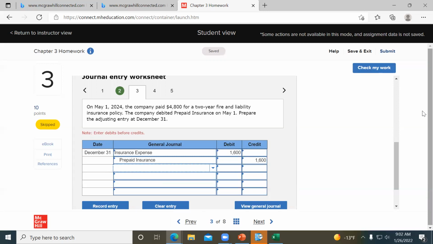Now, our job is on December 31st, we have to record an adjusting journal entry. What they want to know is, okay, we did that back in May, but just through the passage of time, we need to fix this. So we have used up 8 months of insurance. We need to show on our books at the end of the period, we don't have that asset anymore. It's not $4,800. It's been reduced $1,600. And that's gone into an expense. We still have part of that asset. We still have $3,200 of it, but we don't have $4,800 of it because we've used it up just because of the passage of time. Does that make sense? Okay, moving on.